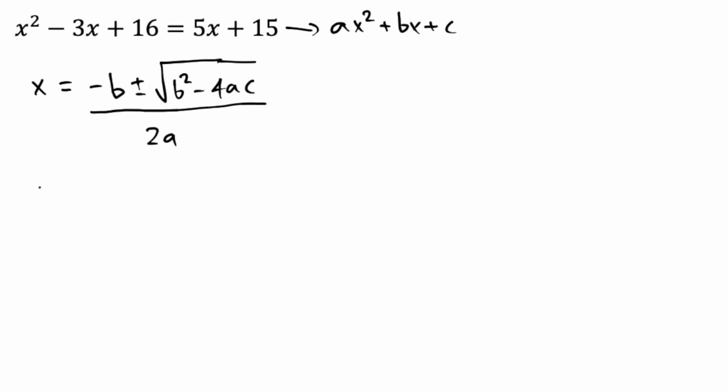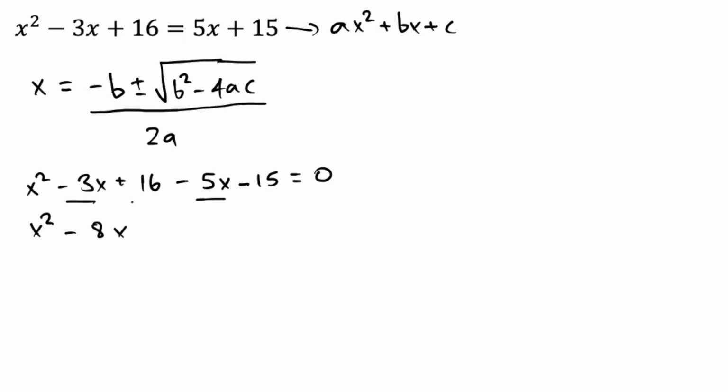So how is this going to look? It's going to just be simply x squared minus 3x plus 16 and minus 5x because 5x goes to the other side of the equals sign, and minus 15 again because it's going to the other side of the equals sign is equal to 0. Now let's combine terms. X squared stays as x squared, minus 3x minus 5x is negative 8x, and plus 16 minus 15 is just 1.